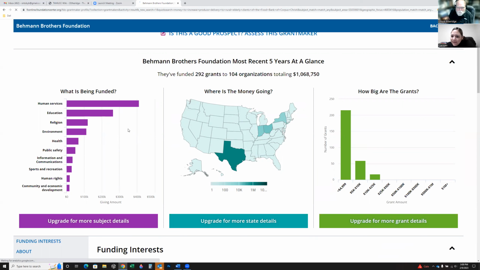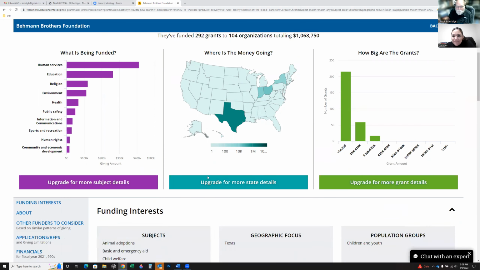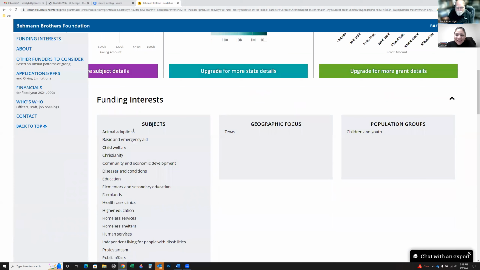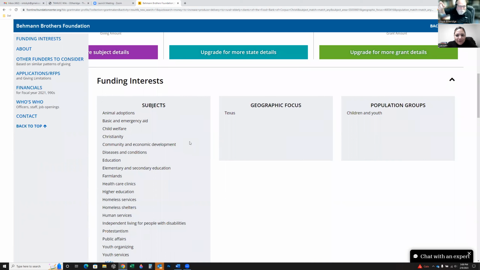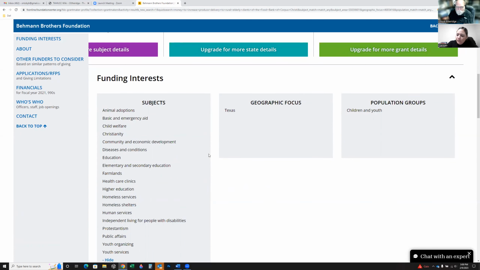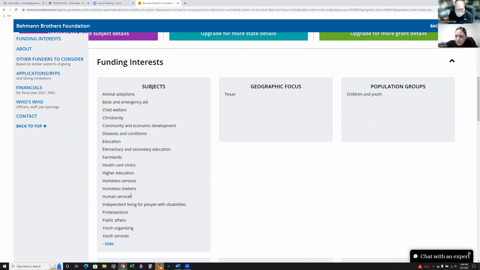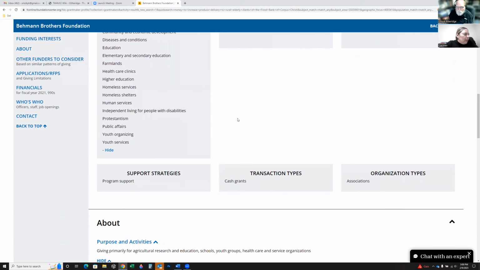Human services, yes. Texas, yes. The money amount looks good, right? I agree. Earlier you said the 10 to 15K was out of line, is that correct, for that other one? Because we're asking for $5,000, and they only gave one grant that was $5,000. Everything was like 10,000 and over. So you look for human services, Texas. They do say children and youth, but everything else looks good here.